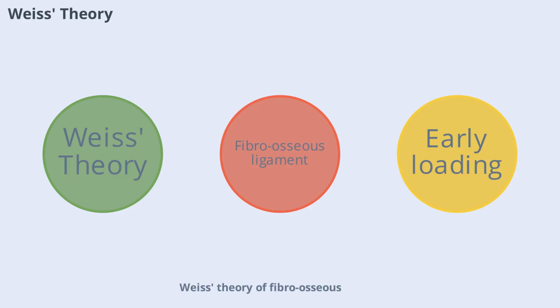Weiss' theory of fibro-osseous integration offers a different perspective. It defends the presence of collagen fibers at the bone-implant interface, forming a fibro-osseous ligament. This structure is equivalent to the periodontal ligament in natural teeth and is interpreted as a peri-implantal ligament with osteogenic effects. Weiss advocates for early loading of implants, suggesting that the ligament can support functional forces and promote bone adaptation.